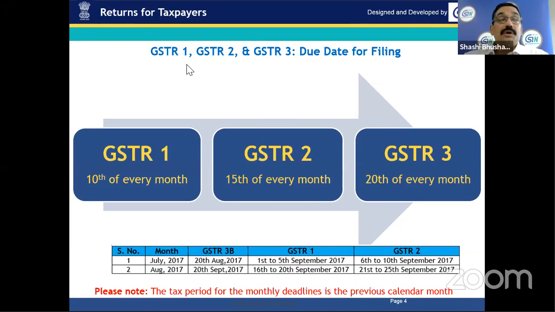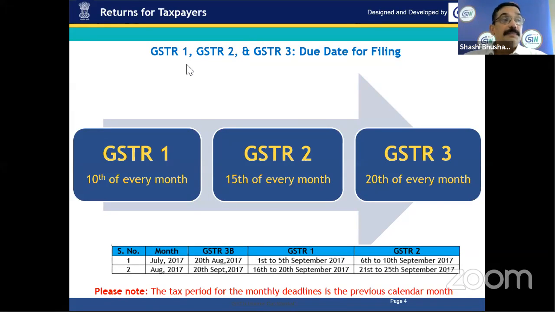Now, we all must be familiar, but I will again repeat that in the normal course, the due date for GSTR-1 filing is the 10th of the subsequent month. For GSTR-2, which has to be prepared on the basis of information furnished in GSTR-1, it is the 15th. And GSTR-3, in which one has to pay the liabilities, which is system generated based on the information furnished in GSTR-1 and 2, is the 20th of the subsequent month.